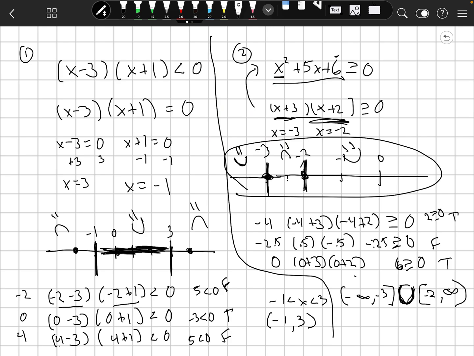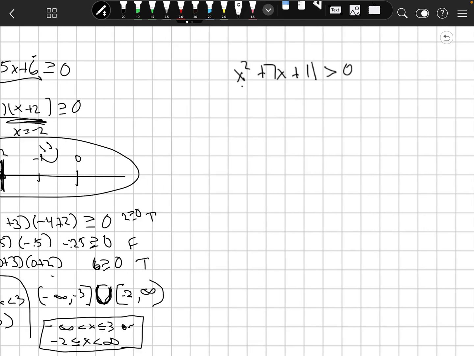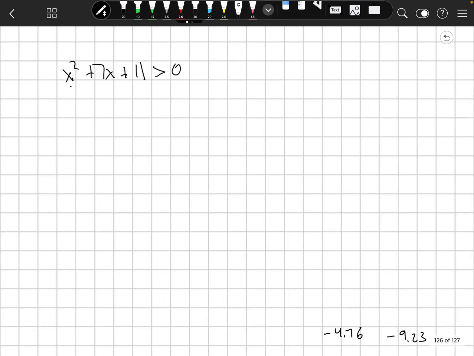Okay, the other way to write it is in inequality notation. So negative infinity is less than x is less than or equal to negative 3, or negative 2 is less than or equal to x is less than infinity. So that's the other way to write it there. Okay, both ways work. All right, let's take a look at another one.